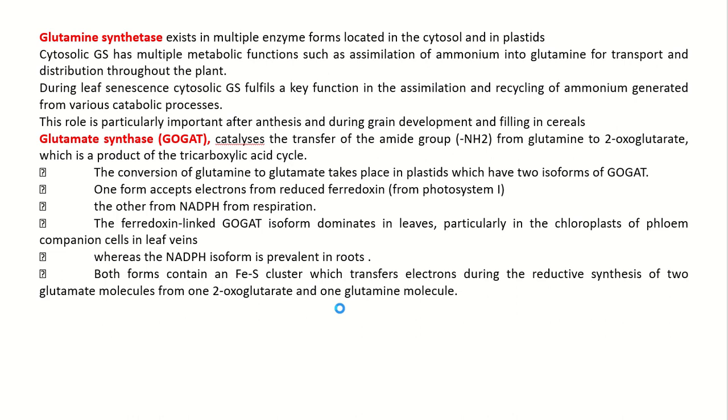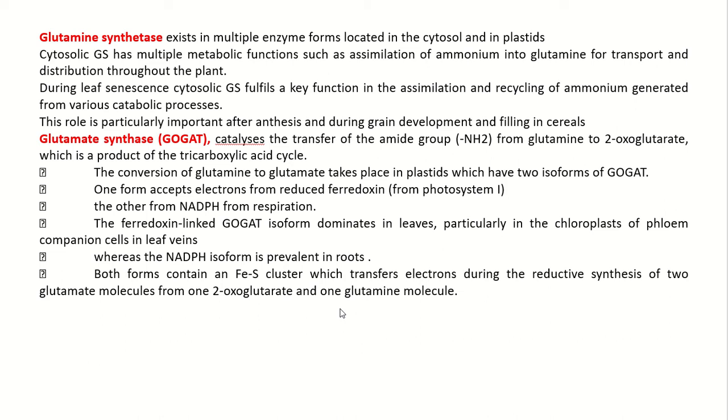Glutamate synthase catalyzes the transfer of an amide group. Amide group means NH2, from glutamine to 2-oxoglutarate, which is a product of the tricarboxylic acid cycle, the TCA cycle. Now, one by one, we will take up what the functions of that are.